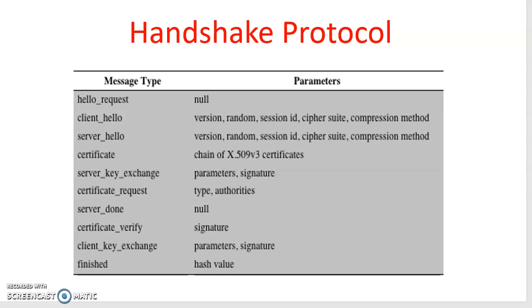Then handshake protocol message types: hello request, parameter null. Client hello: version, random, session ID, cipher suite, compression method.